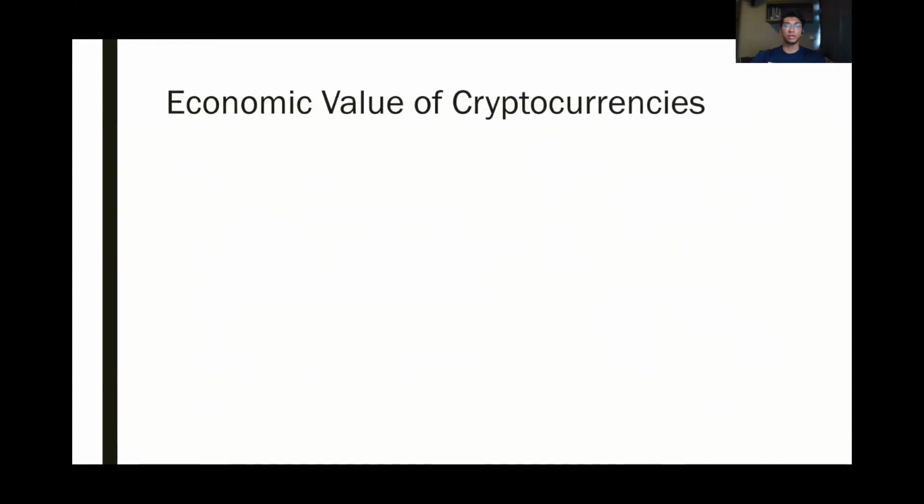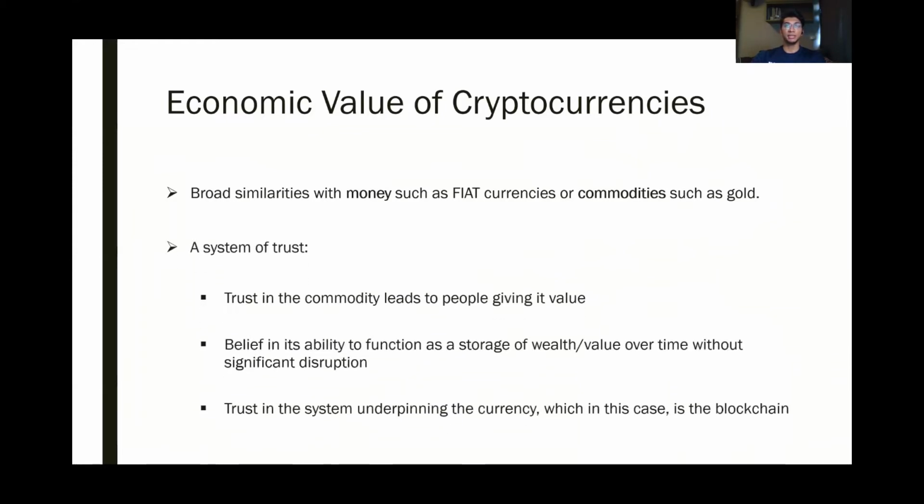Next, we look at the economic value of cryptocurrencies. Crypto has many similarities with fiat currencies and commodities, mainly being the system of trust that undergirds all of them. People having trust in a commodity or currency, as well as its ability to be a storage of wealth over time, lends a cryptocurrency its value. A trust in the system which acts as the foundation of the currency is also necessary, and this trust stems from the belief in the blockchain and its protocols.